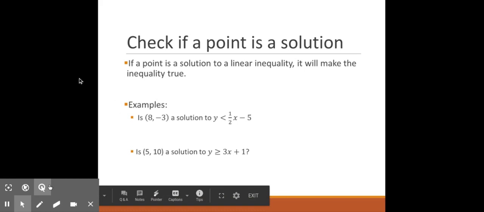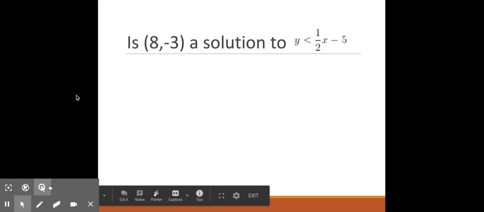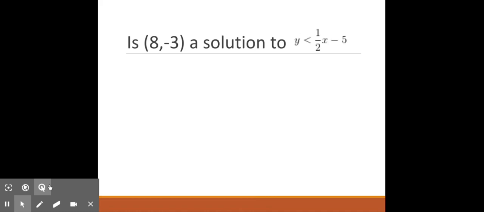So I'm just going to click and we're going to do the first example together, which is: is (8, -3) a solution to y is less than 1/2 x minus 5? So I can use the drawing tool here. And when I use the drawing tool, just like having a whiteboard, I'm going to have to erase it once we are done. So what we're going to do is, since (8, -3) is a point, it's an x and a y. So we're going to plug those in for our x and y in our inequality.